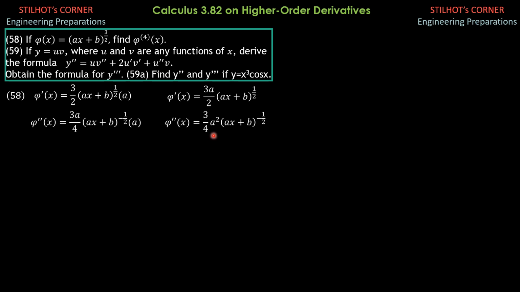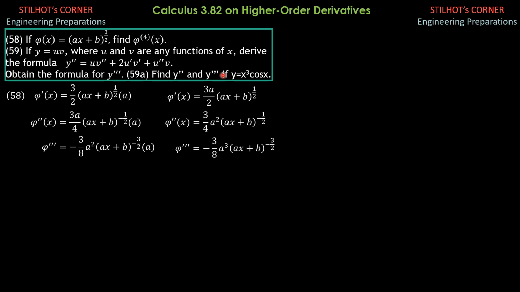Then the third derivative is 3 halves times negative 1 half, so that's negative 3/8 A squared quantity AX plus B to the negative 3 halves times A. So third derivative of P is negative 3/8 A squared times AX plus B to the negative 3 halves times A. Simplifying, that's negative 3/8 A cubed quantity AX plus B to the negative 3 halves.